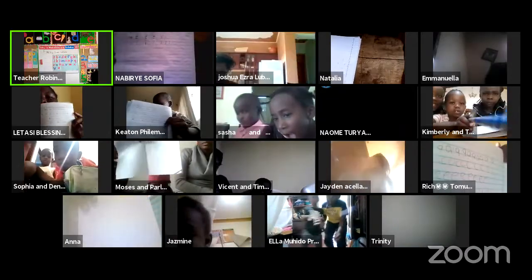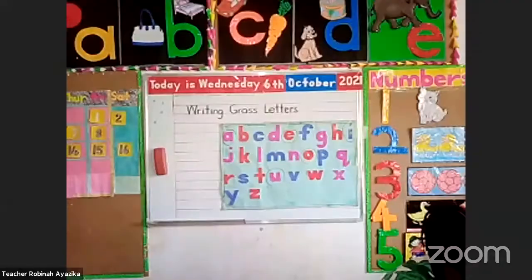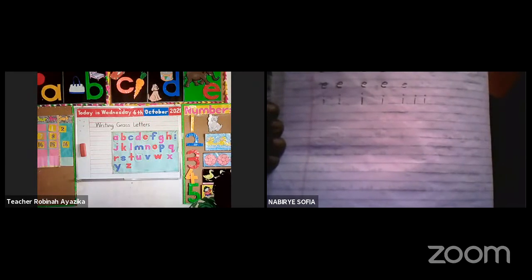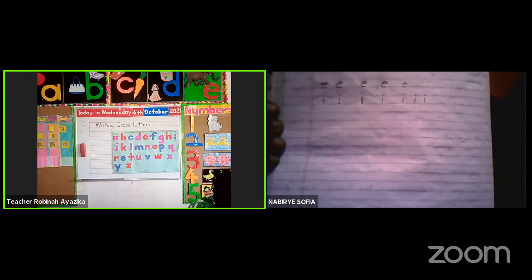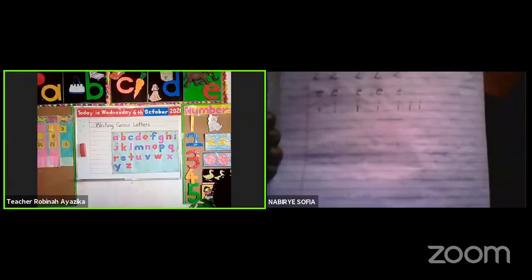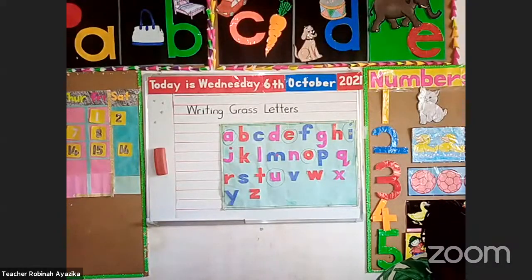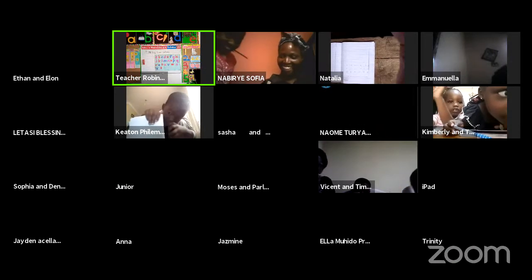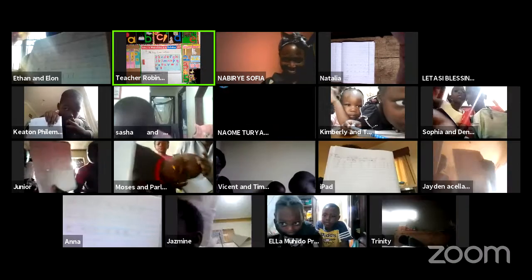Can you see the work of Sophia, Madame Robinah? If I can add it for you there. That is the work of Sophia. Sophia, good job. Continue practicing. Practice the letter I more. Letter I need to practice. Thank you. Who else haven't we seen?